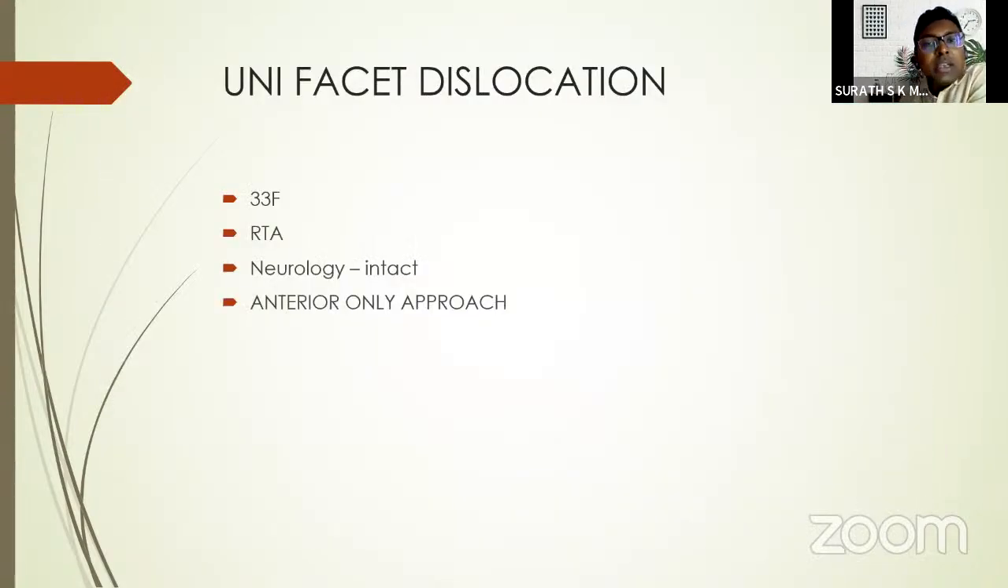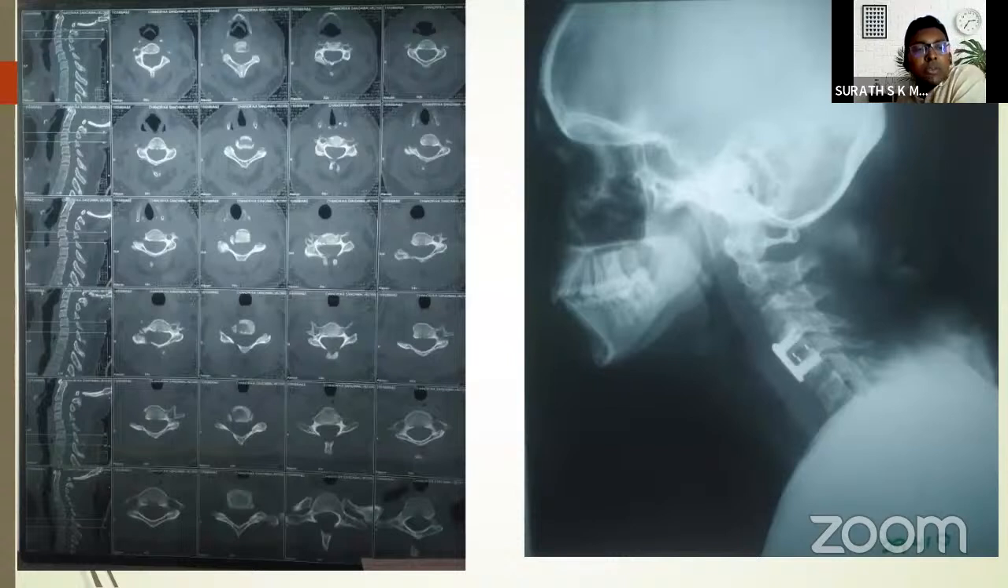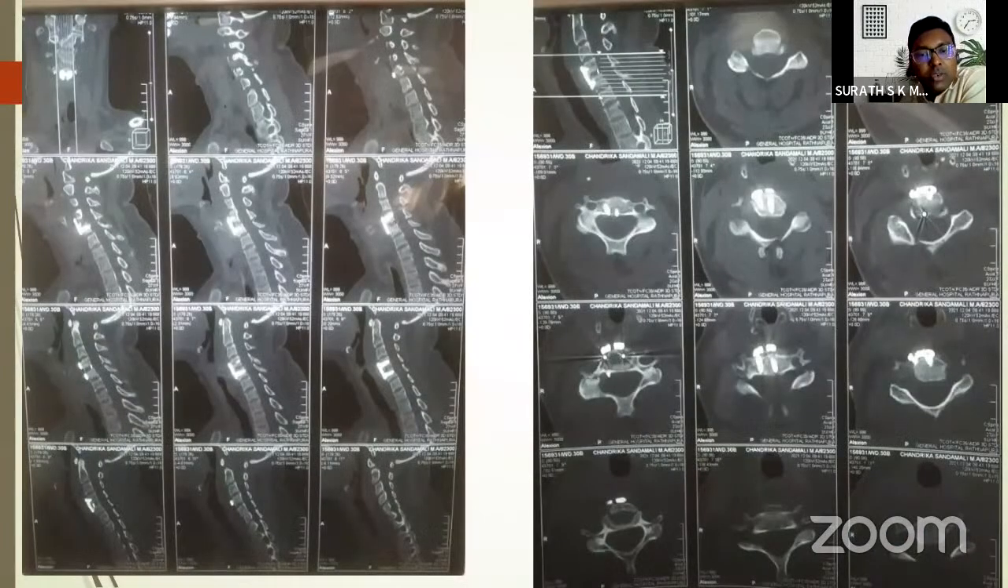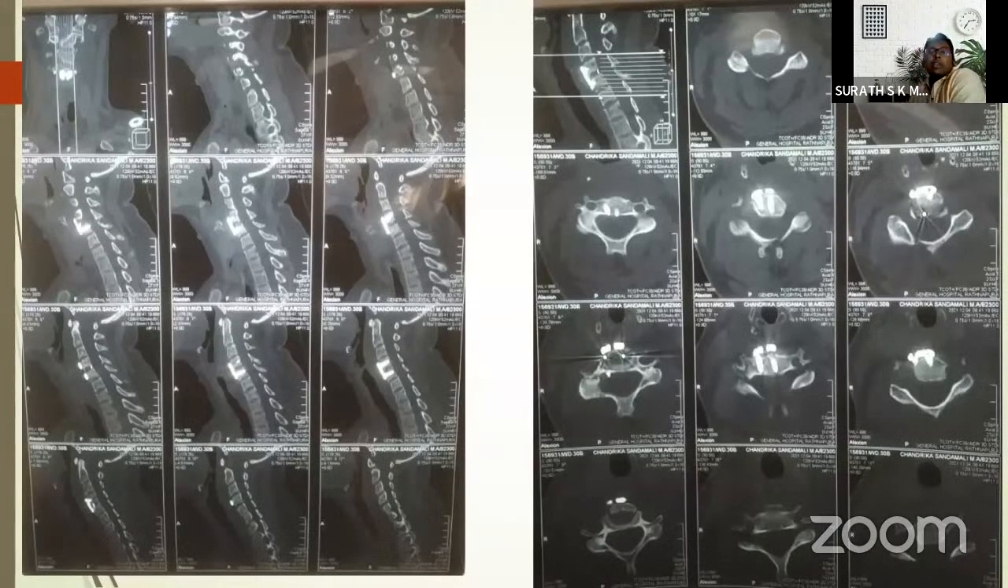Again, another case, this is the last one, female, 33 years of age. Again, unilateral dislocation, neurology intact. So just the anterior approach was enough in this patient. So this is what we did. And she did very well. She was neurologically intact, and she has no problem up to now. So that's all I have got.